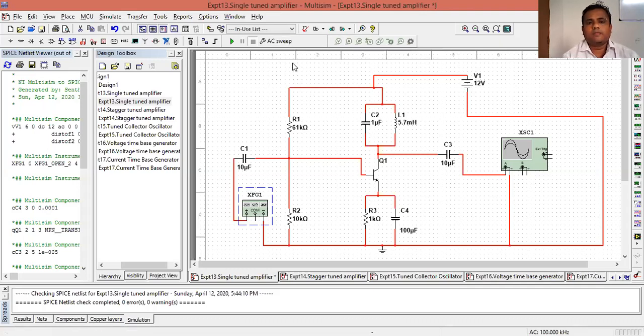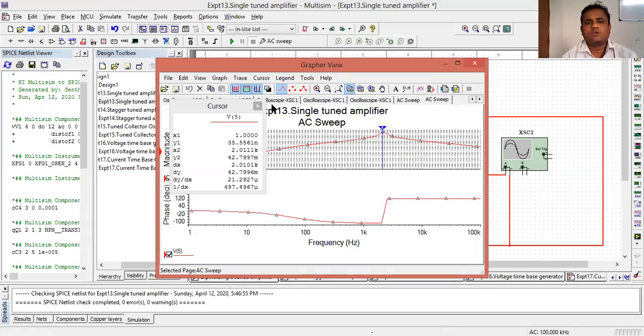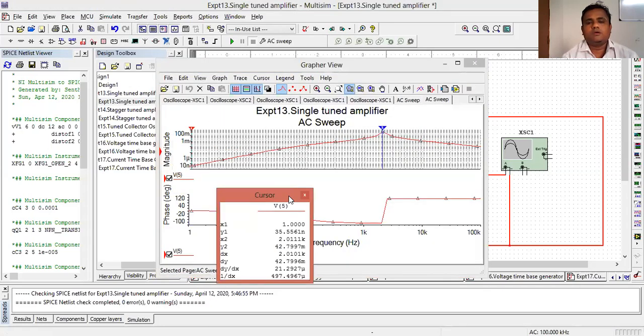Choose the frequency response AC sweep. Run this. You can view the frequency response of the single tuned amplifier using the cursor. Move to the peak value.